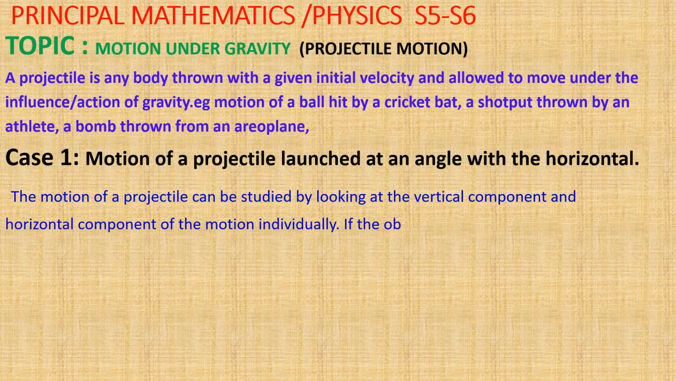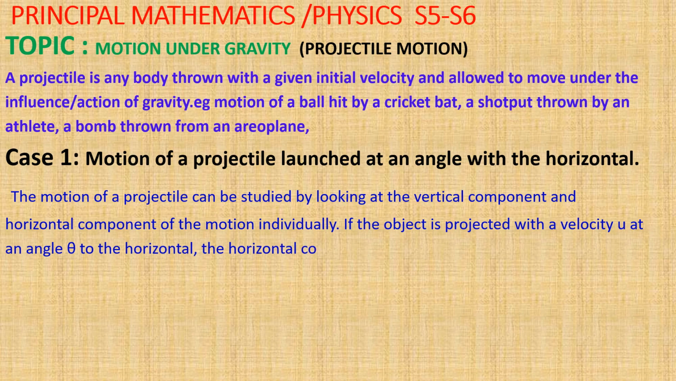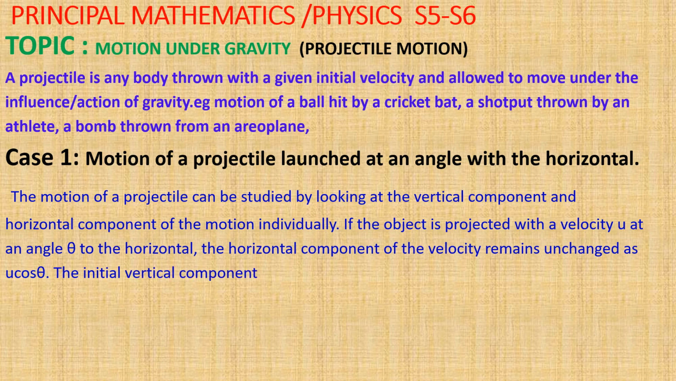If the body is projected with the velocity u at an angle theta to the horizontal, then the horizontal component of that velocity will remain constant throughout the trajectory. On the other hand, the vertical component will keep changing from one point to another. Initially, it will be u sine theta. At maximum height, it ceases, becomes 0. Then at a certain point just after the maximum height, it will scale down to a certain value that we can calculate using the equations of motion.